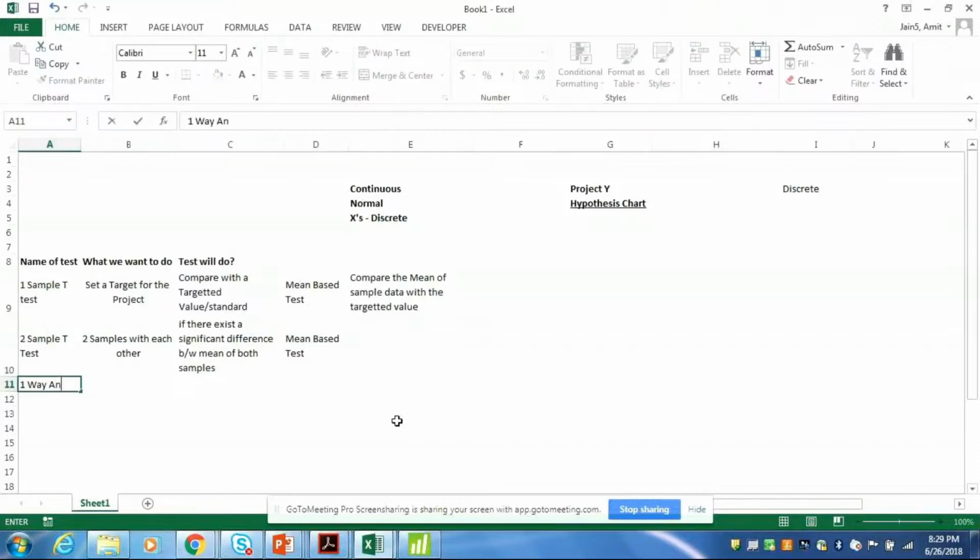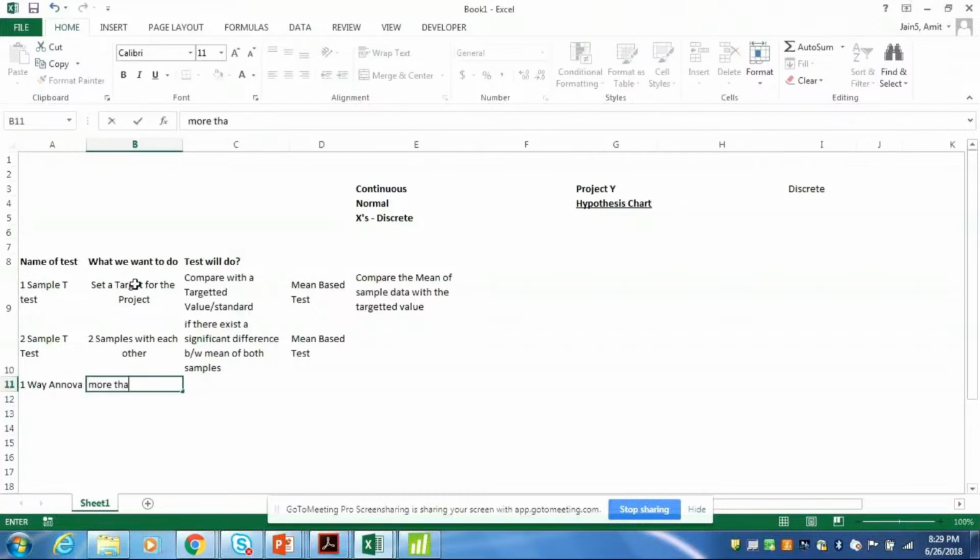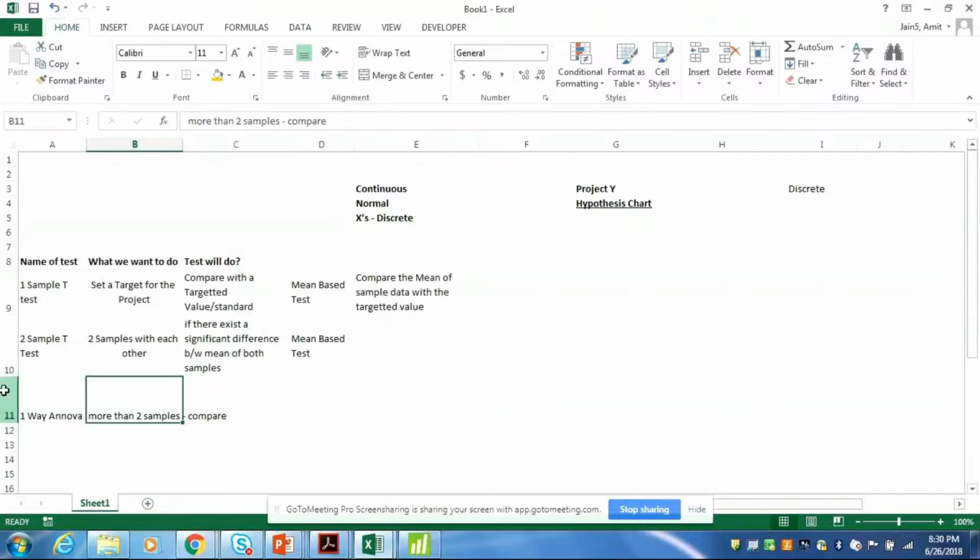Now let's look at another one. So in the first test we compared one sample with a targeted value. In the second test we compared two samples with each other. Now what if we have more than two samples? Okay, so if we have more than two samples and we want to compare, we would use a test which is known as one-way ANOVA.